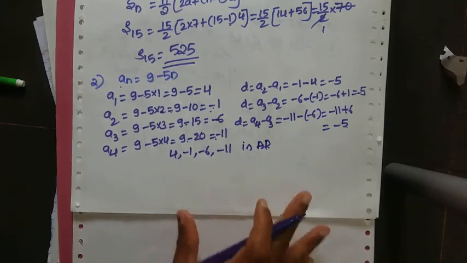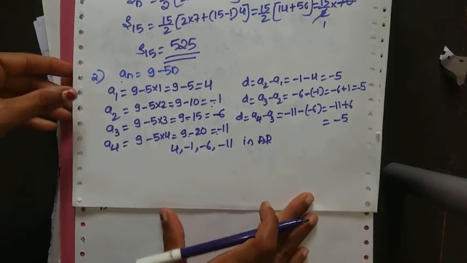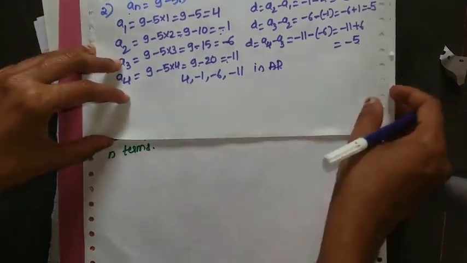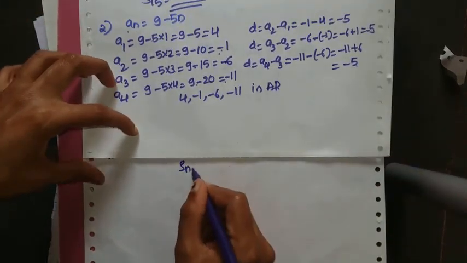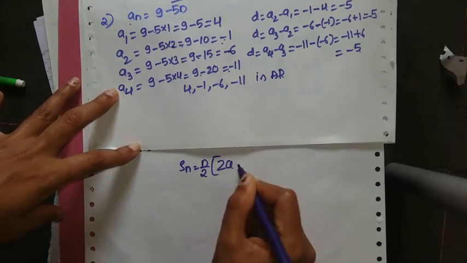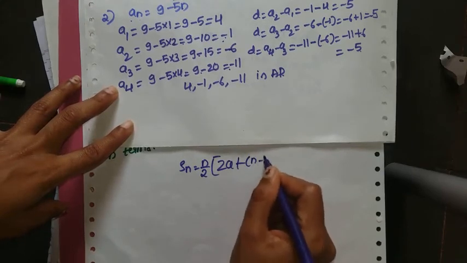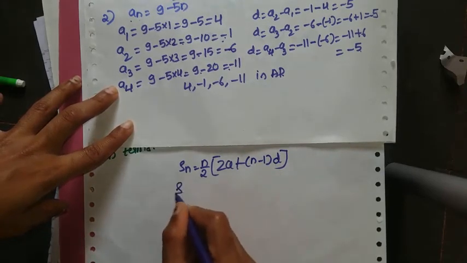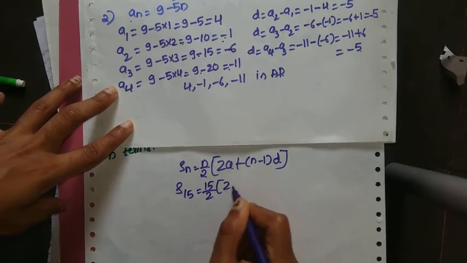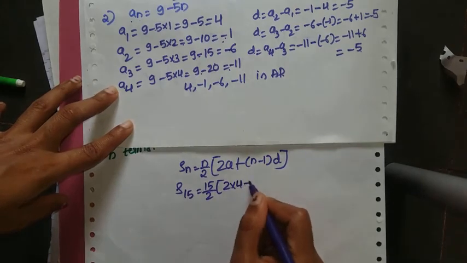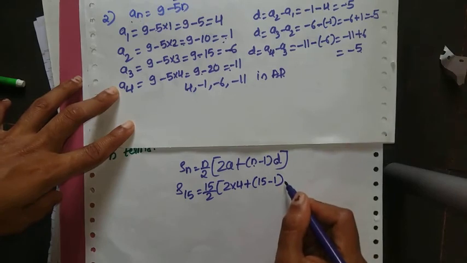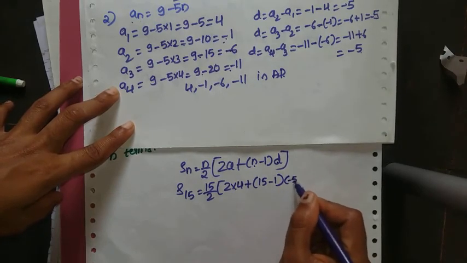So now we will find out the sum of n terms of AP. Sn equals, we know the formula, n by 2 into bracket of 2a plus (n minus 1) into d. So for 15 terms, 15 by 2 into bracket of 2 into a, here a is 4, plus n is 15 minus 1, and d we have minus 5.